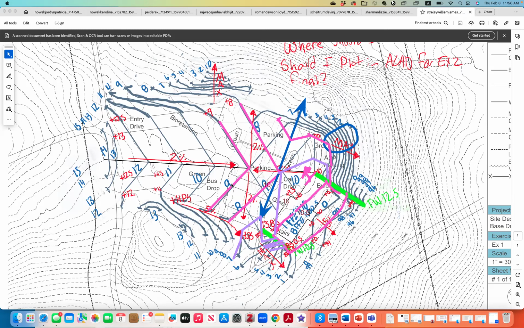Oh, sorry, backwards. This is not 10. This is 8. We're not going up as you did anymore, right? This is 8. And we have 8 here. We have 8 here. So this FFE is 8.5.